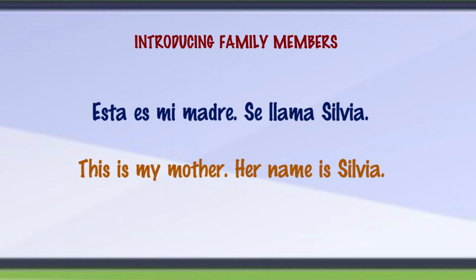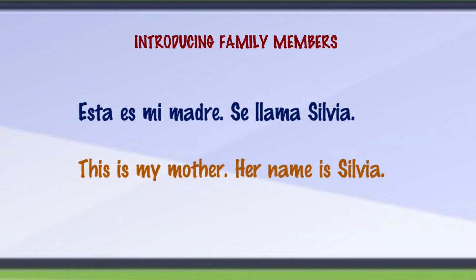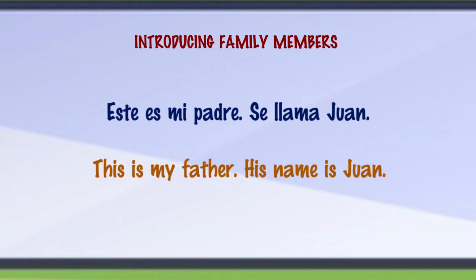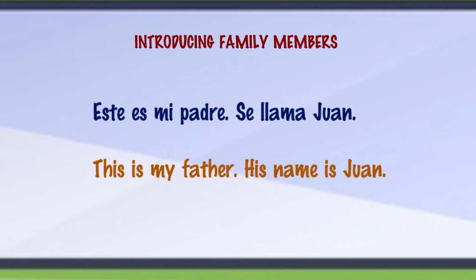Now let's read the following sentences. The first sentence is, esta es mi madre. Se llama Silvia. This is my mother. Her name is Silvia. Esta es mi madre. Se llama Silvia. Este es mi padre. Se llama Juan. This is my father. His name is Juan. Este es mi padre. Se llama Juan.